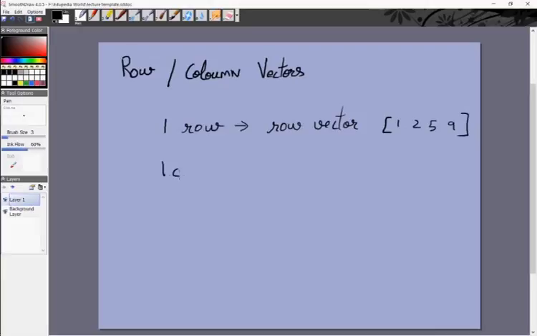If a matrix has only one column, then it is called a column vector. An example would be 1, 2, 5, 9, like this. Right. They're also sometimes called row matrices and column matrices, but the more commonly used terminology is row and column vectors. So a column vector would be simply a matrix having only one column, and a row vector would be simply a matrix having just one row.